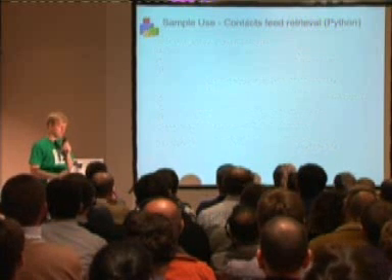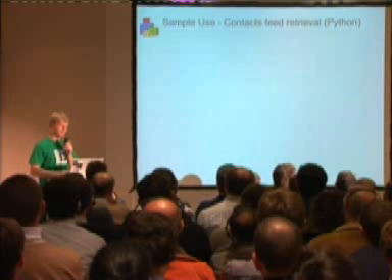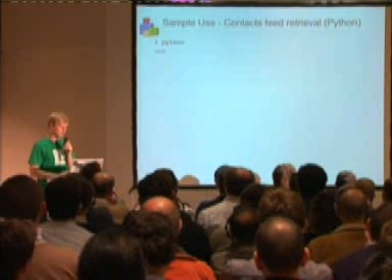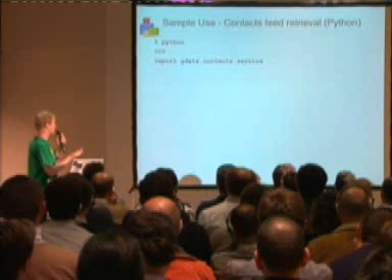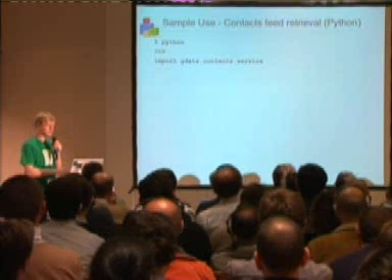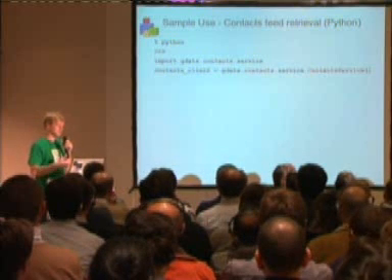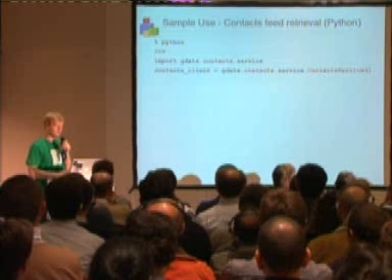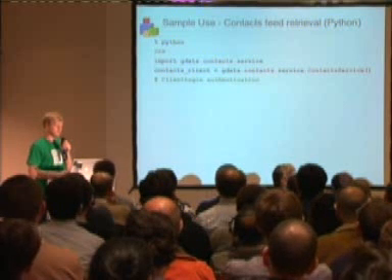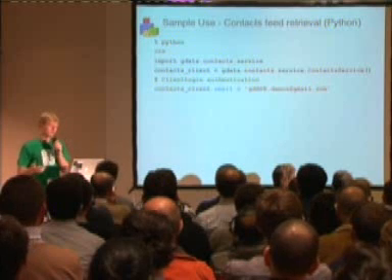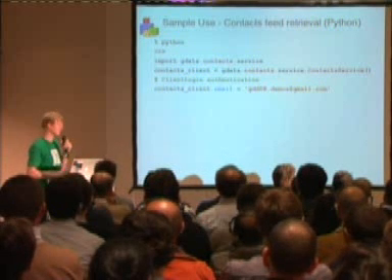If you wanted to retrieve contacts using Python, again, it's very simple. We would do this on the interpreter. We would just, this time, import the contact service. And again, we would just instantiate it. And this time we're going to do some authentication. So we're going to log in to contacts.